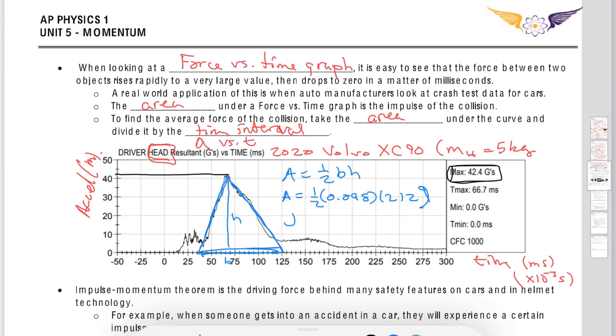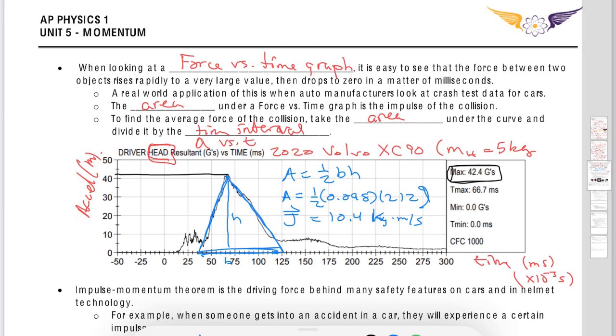And so that means my impulse for this crash was 0.5 times 0.098 times 212. And so that tells me that my impulse is 10.94 kilograms times meters per second, right? I can use this data to find out how fast this car is going, right?